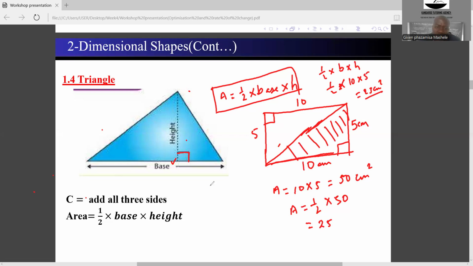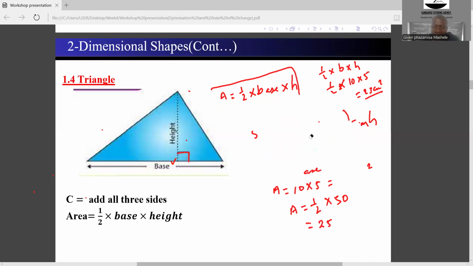This is an example of this shape, where this is the base and this is the height. To calculate the area of one piece, it's half of the base and the height. So the formula for determining the area of a triangle is half base multiplied by height.